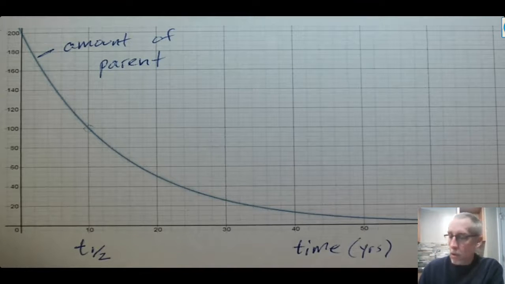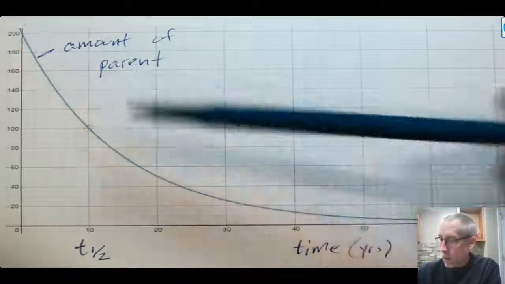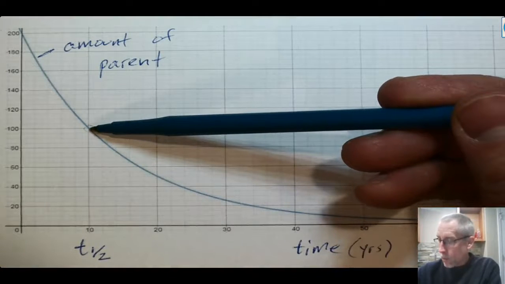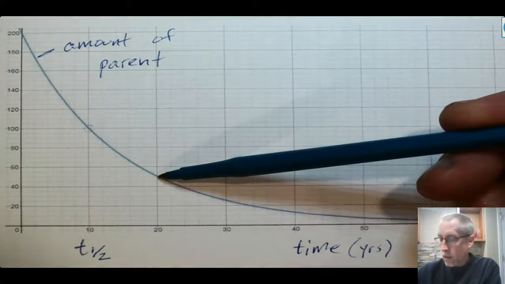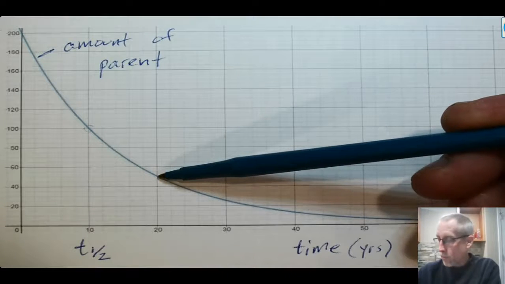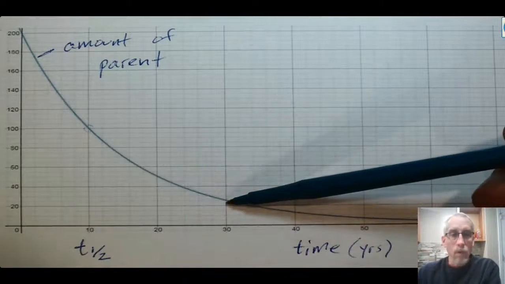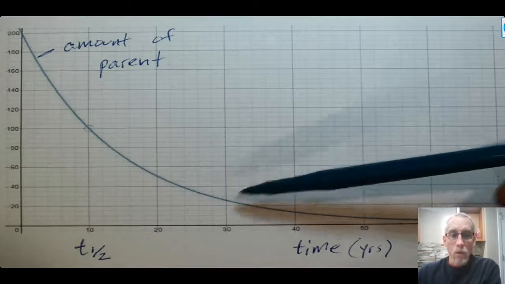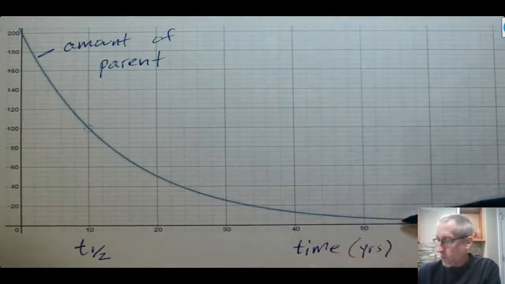About a quarter of what we started with, right? So if we started with 200, here we lose half. We're down to 100. Now we lose half of that, and we're down to 50. And after another half-life, we go from 50 down to about 25. Okay? So we have a lot of half-lives here.